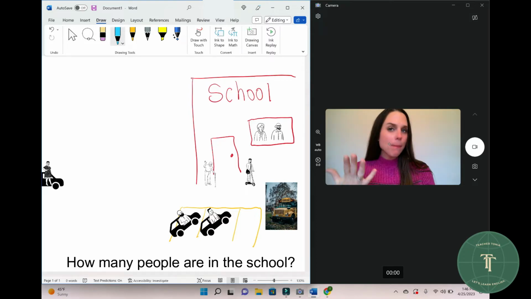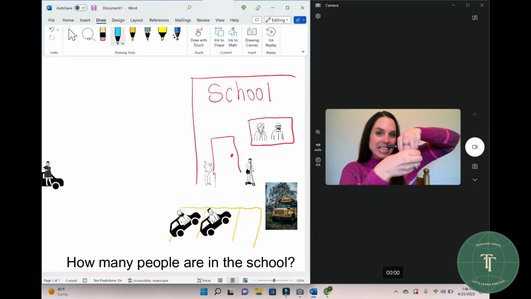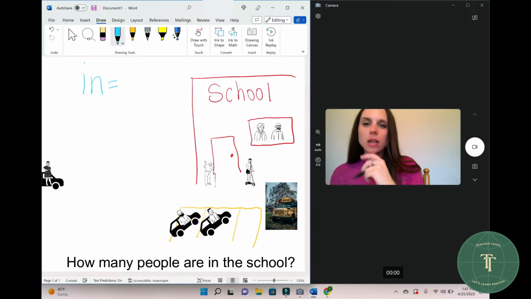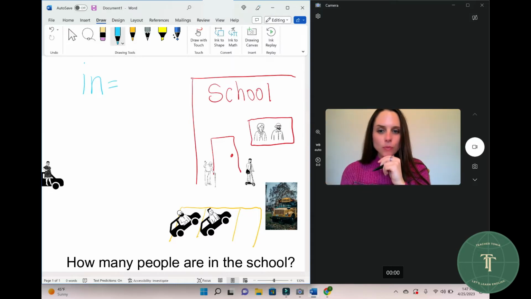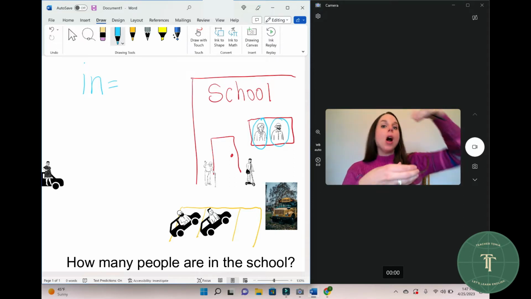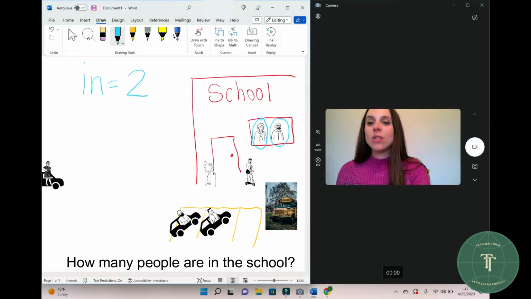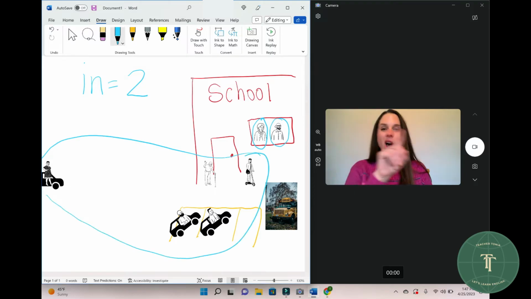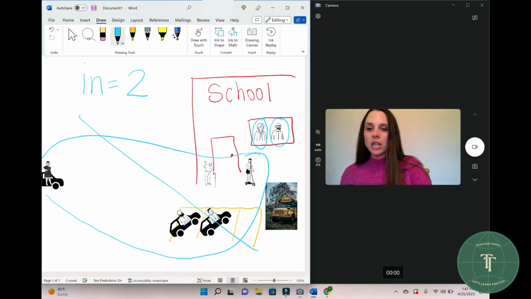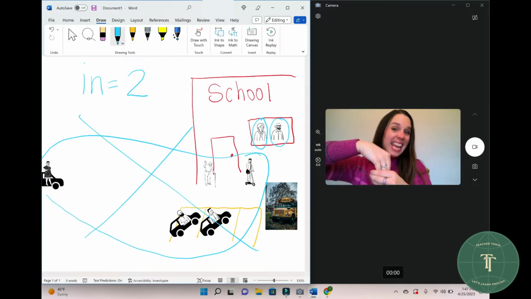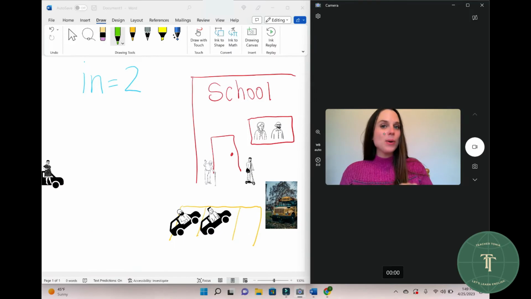How many people are in the school? One, two. Two people are in the school. The other people are not in the school. There are only two people in the school.